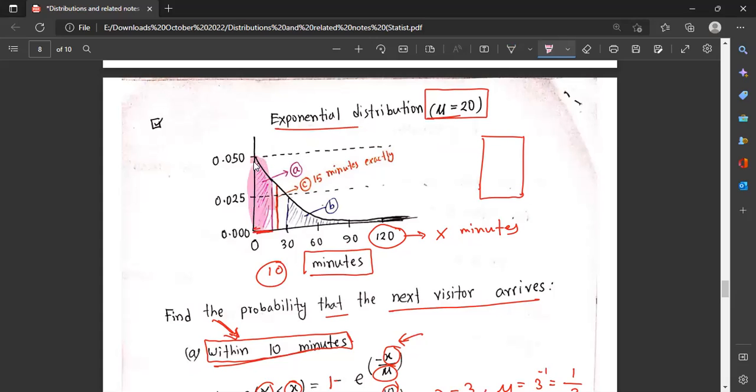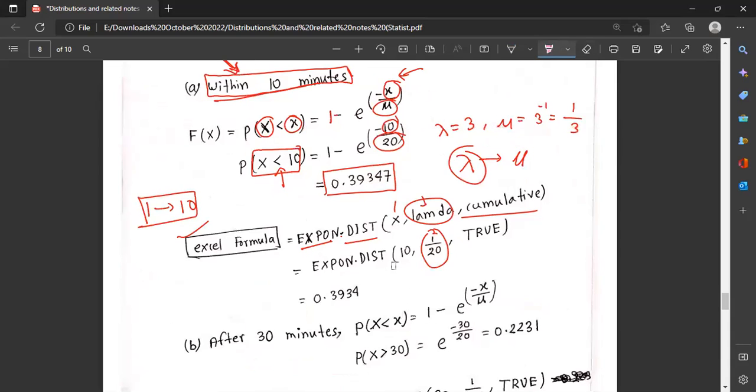We are interested in this part, from 0 to 10. That's why x is less than 10, and so here it is the cumulative distribution. That's why in Excel we write down here TRUE, and Excel will give us the result 0.3934.